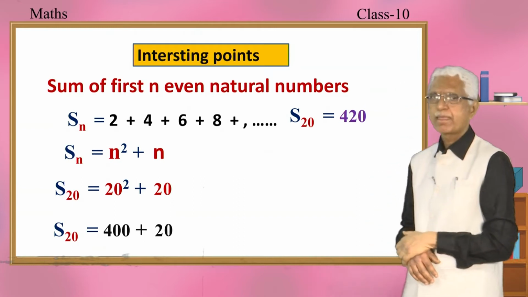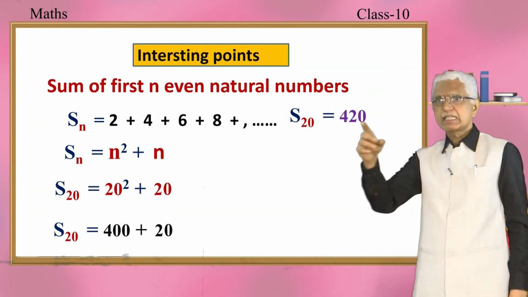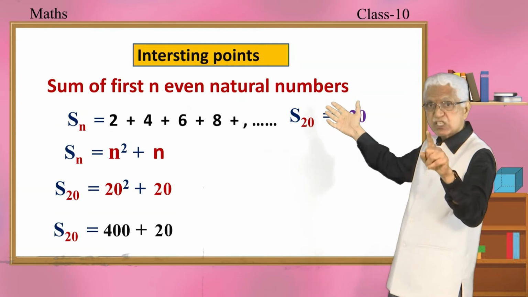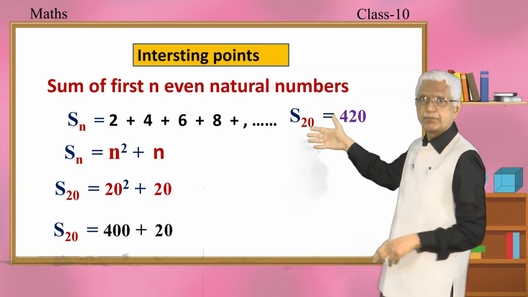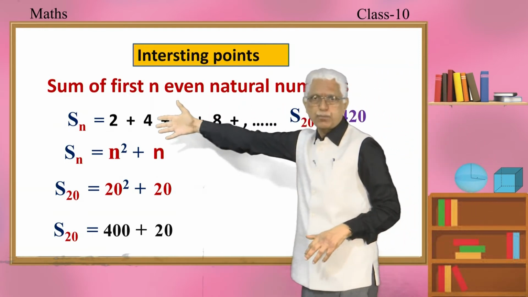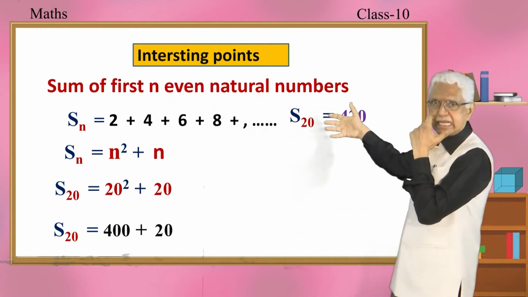Let us see. See, you have to find the sum of the first n even natural numbers, that is 2 plus 4 plus 6 plus 8 plus and so on.